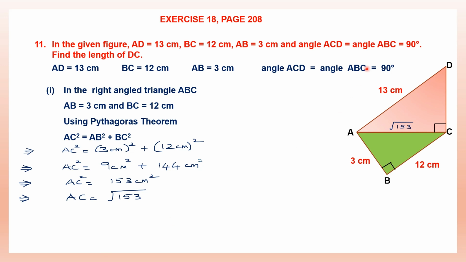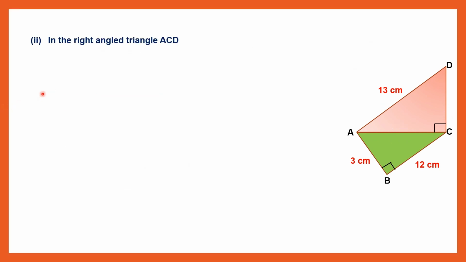Now we are asked to find the length of DC, isn't it? So now we have AD and we have AC. We can find DC or CD. So let's do that. So now we're going to look at the right angle triangle ACD, and we said that AC is equal to the square root of 153. This is what we found out, isn't it? That AC is the square root of 153. Now that we know the measurement of AC and we know the measurement of AD, we can now find the measurement of DC. So let's write what's given to us.